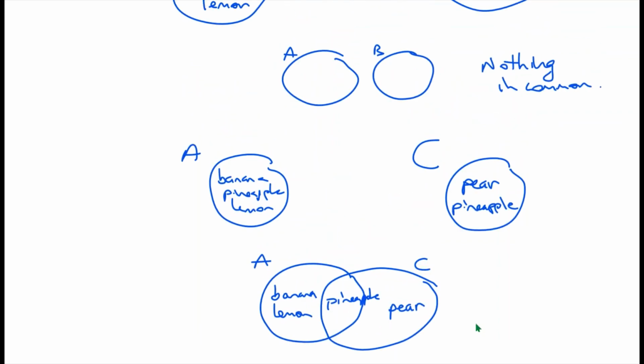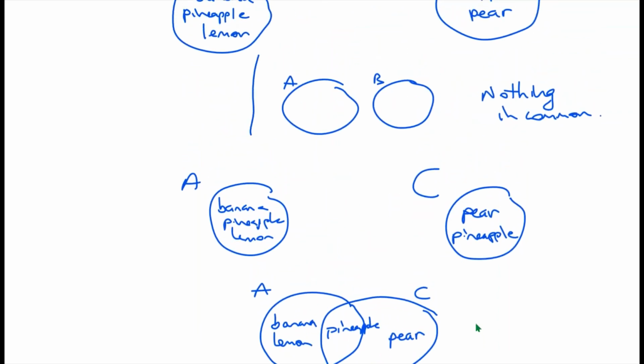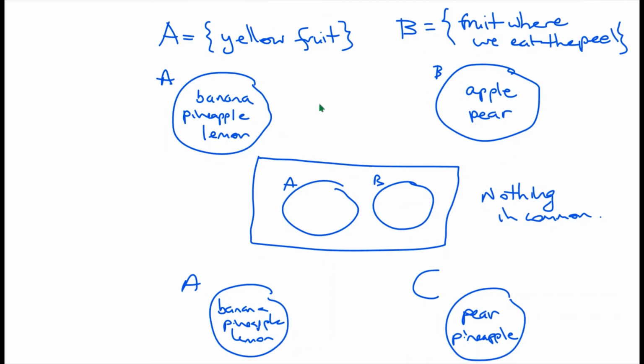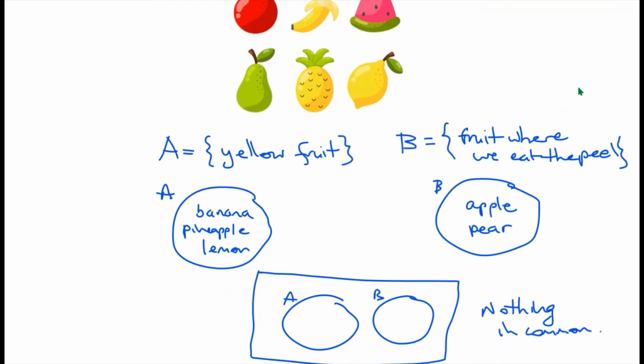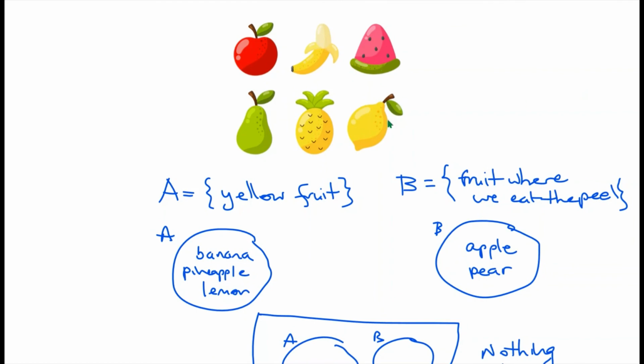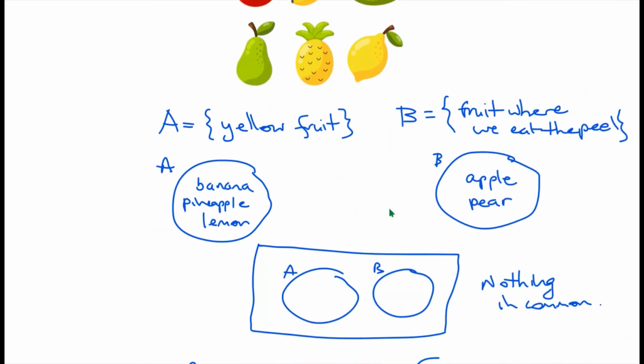All right, now these sets are all contained in the big set of everything. So we draw a box, this is everything. And anything that's in the rectangle but not in the circles is something that is not a yellow fruit and also is not a fruit where we eat the peel. Okay, so I think that would be watermelon. So watermelon would sit on the outside. Okay, watermelon would sit in this big rectangle because it doesn't belong in the set A of yellow fruit and it doesn't belong in the set B, fruit where we eat the peel. Okay, so that sits on the outside.